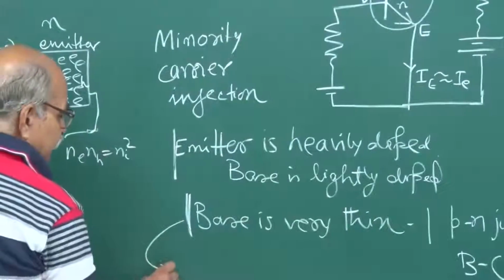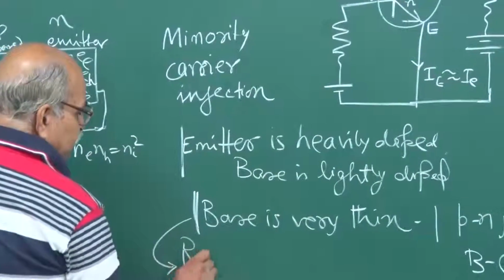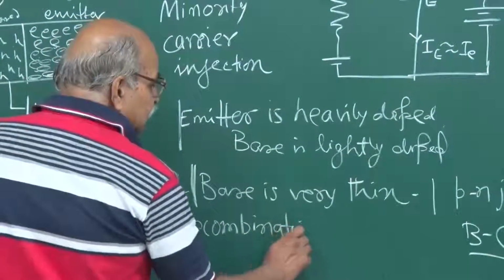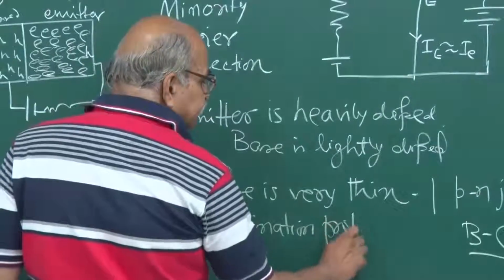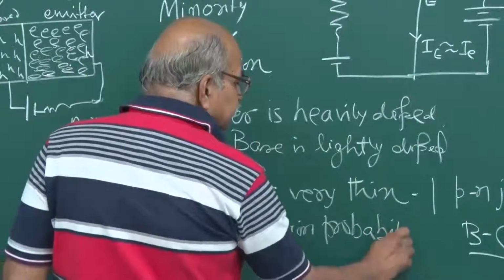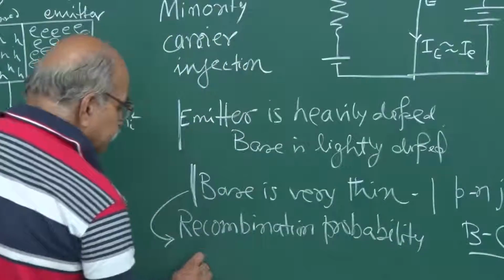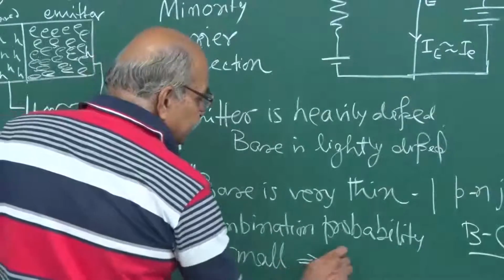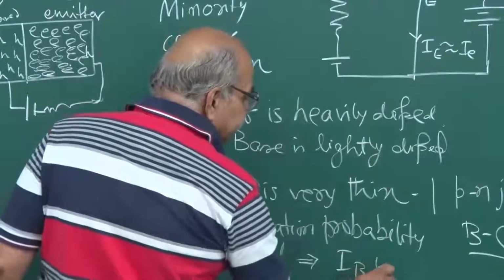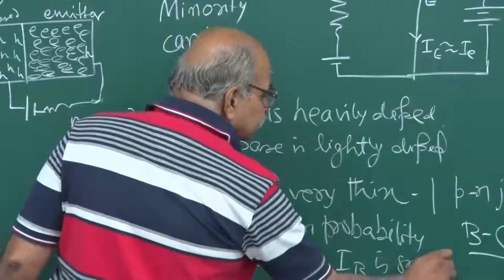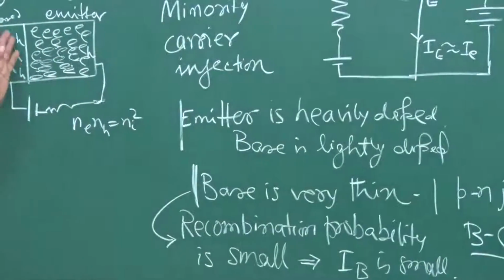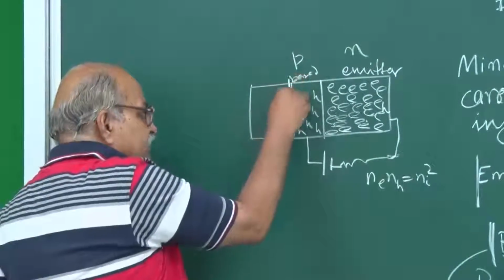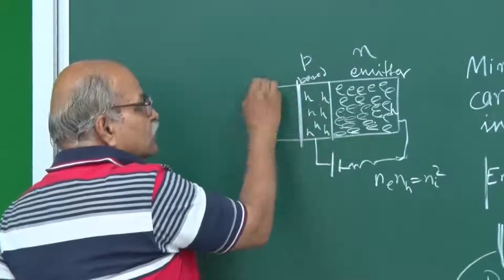So the result is recombination probability is small. And this finally tells that IB is small. Most of the electrons do not see what is here. They just reach this second junction. There is a second junction. This is your collector side.